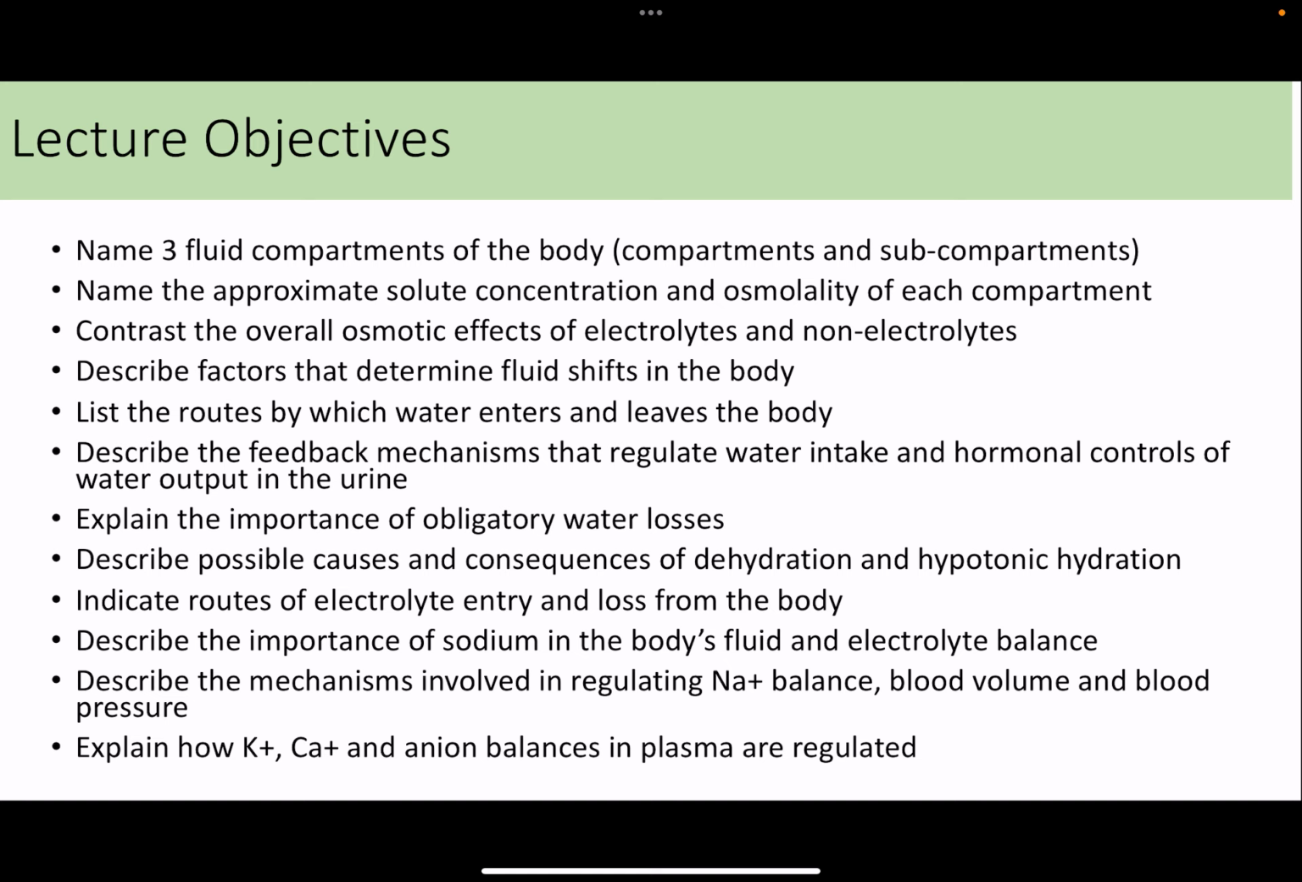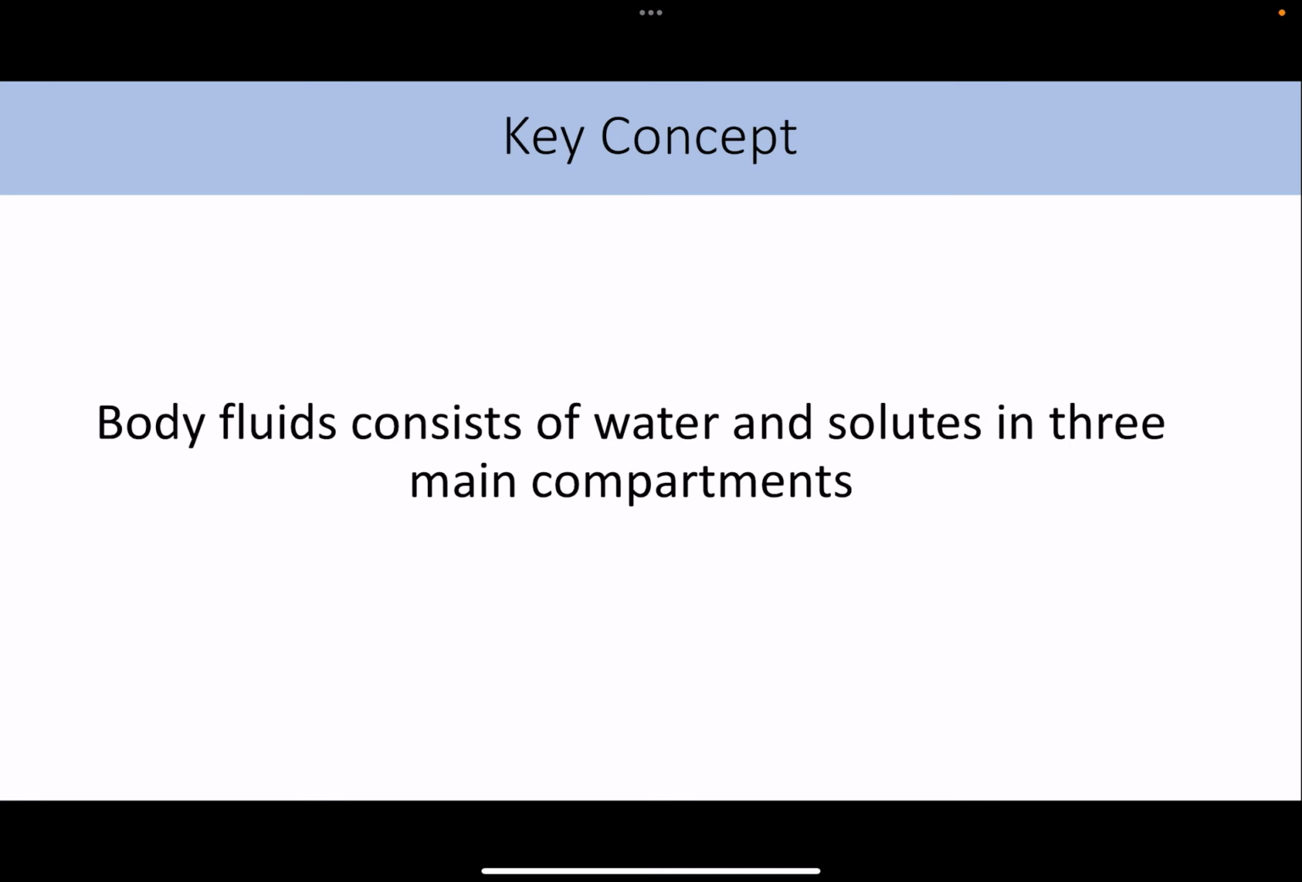Talk about the importance of sodium in body fluids, body fluid and electrolyte balance, so more aldosterone. Describe the mechanisms involving sodium balance, blood volume, and blood pressure, which is the RAA pathway, and then how potassium, calcium, and ion balances in plasma are regulated. So a lot of review today.